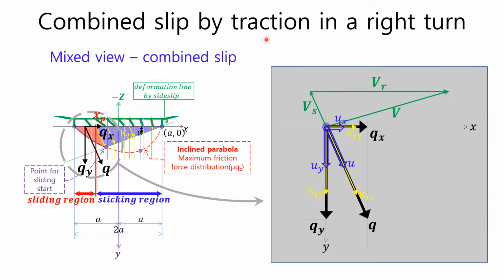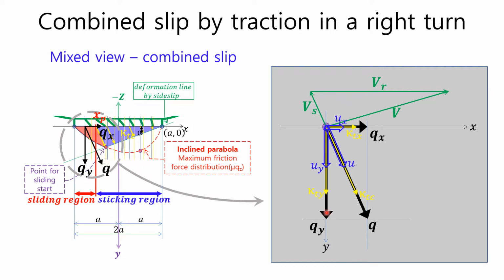In the combined slip by traction in a right turn, the force acting on the bristle can be expressed as in the left figure on the tire contact patch. And if it is described as a vector system, it can be expressed as in the right figure. In traction, bristle force Qx is positive, and in the right turn, bristle force Qy is also positive.